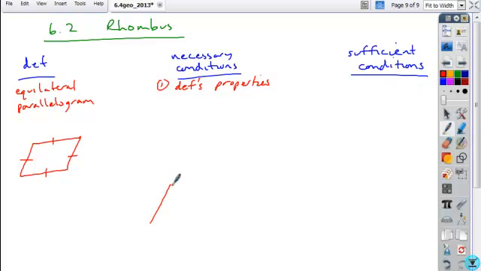So again, if we look at this rhombus, we know that it's equilateral. We know that it's a parallelogram, so these sides are parallel. We know that opposite sides are equal, which we already see. We know that opposite angles are equal, a property of all parallelograms. We know that the diagonals bisect each other, a property of all parallelograms. And so all of those properties are necessary conditions, but they're embedded within the definition of a rhombus.